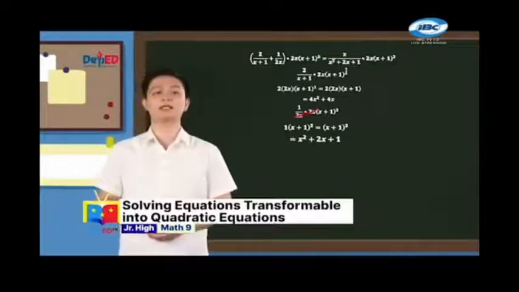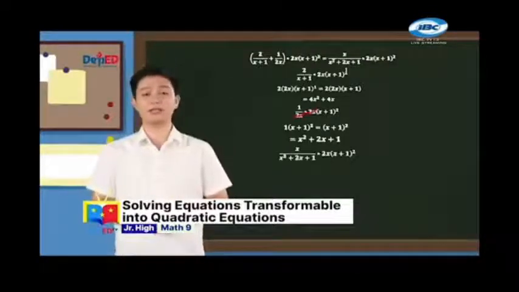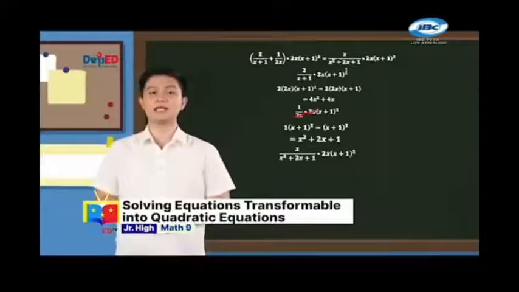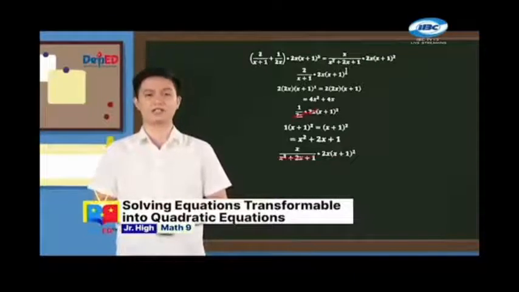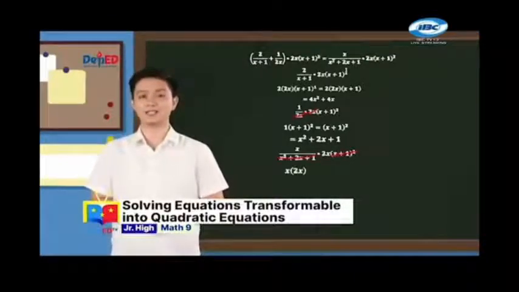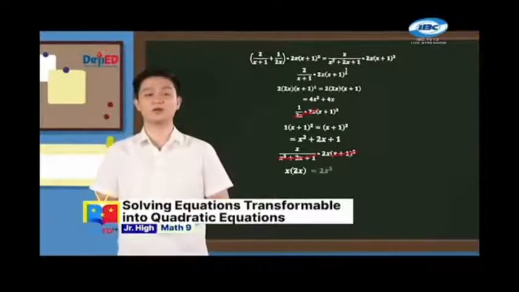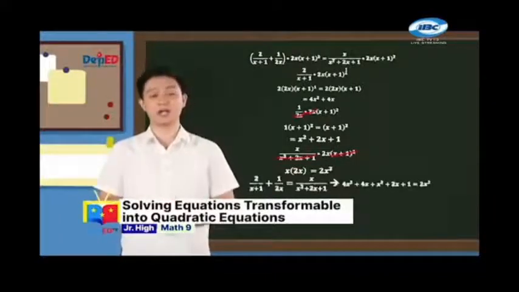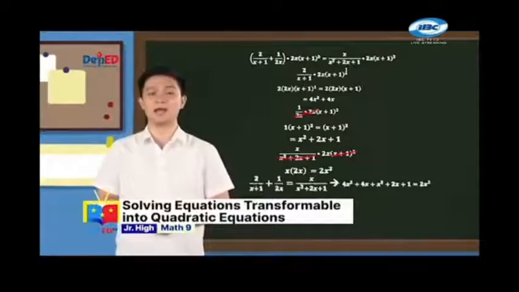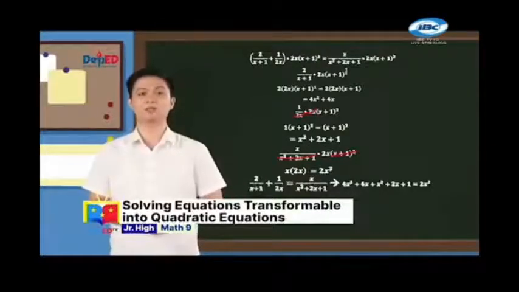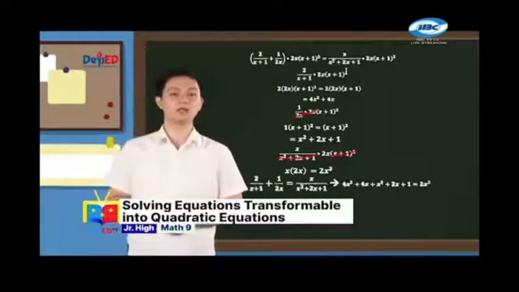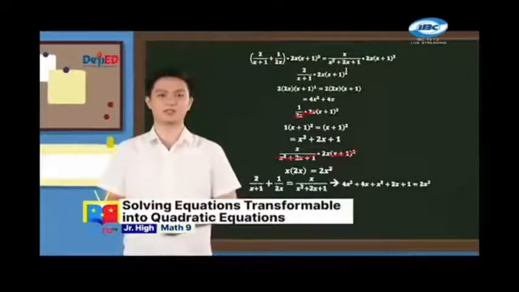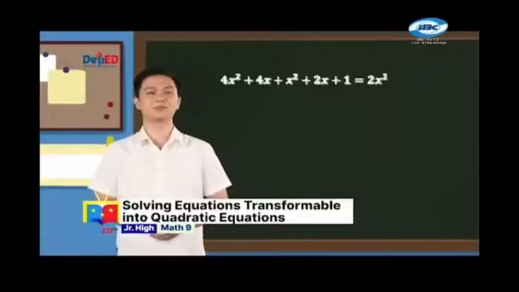x over the trinomial x squared plus 2x plus 1 times the LCD is equal to what? By cross cancellation, we must get x times 2x, which is equal to 2x squared. The given rational algebraic equation can be written now as 4x squared plus 4x plus x squared plus 2x plus 1 equals 2x squared.